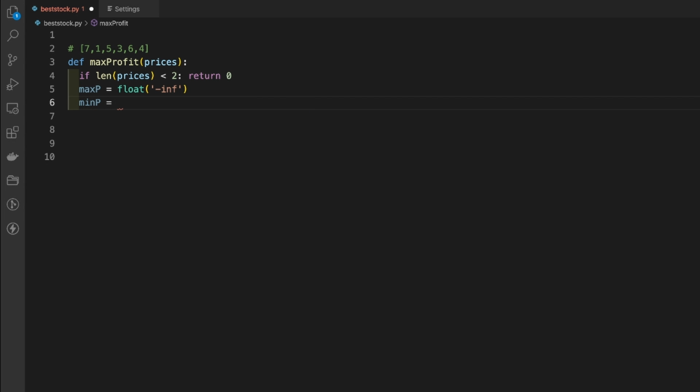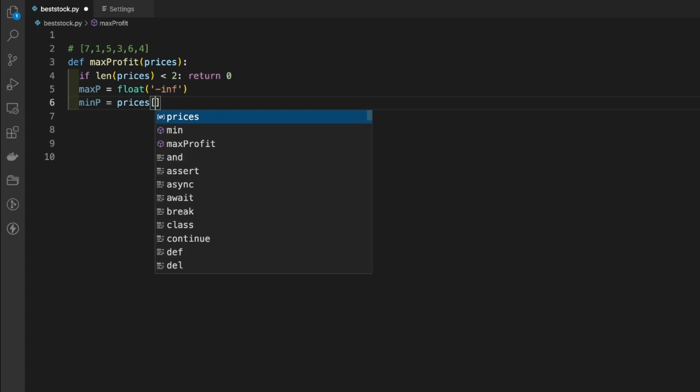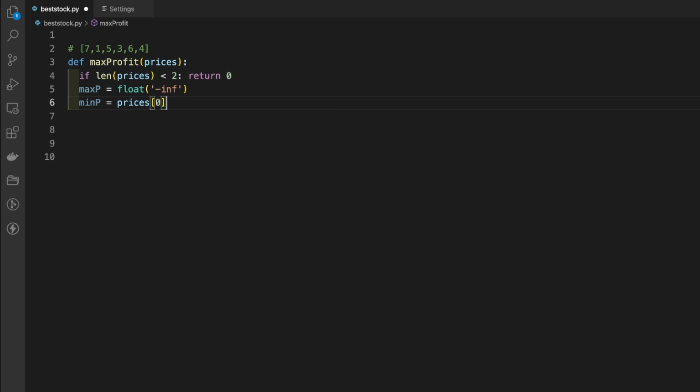value. We're just going to call it min p, which is minimum profit value. And that is going to just start as equal to the first value in our array. So right now this min p is starting at 7. And then next we're going to begin to loop through the array.